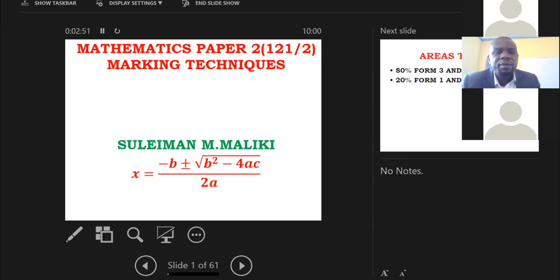So paper 2 work is basically 80% Form 3 and Form 4 work, but a smaller percentage of 20% is done in the Form 1 and Form 2 syllabus. As compared to paper 1, where we do 80% of Form 1 and Form 2, and 20% Form 3 and Form 4.